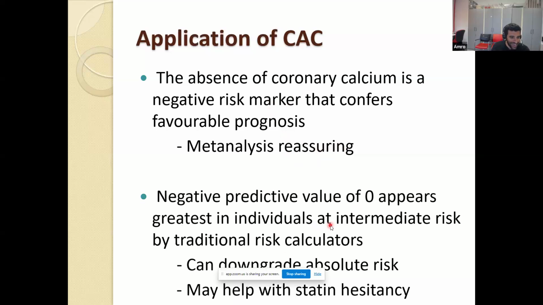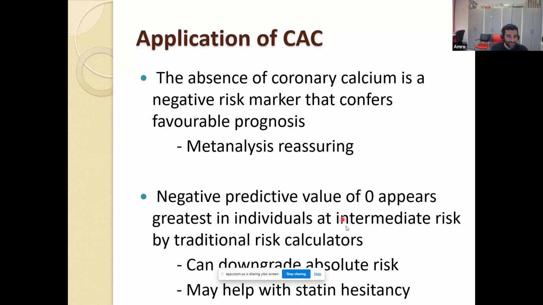Okay. So the negative predictive value of 0 appears greatest in individuals at intermediate risk by traditional risk calculators. So these are the people that you're going to select. You're not going to select people who've got a score of, say, like me, of 4%, because a low risk is likely to translate into a low risk. Equally, you're not going to use it on somebody who's got an absolute risk on a calculator of 40 or 50%, because it's still going to be high risk. You really ought to be treating them. You're going to be using it on those with intermediate risk. So somebody maybe around that 10% mark that we talked about, who doesn't want to go on a statin.